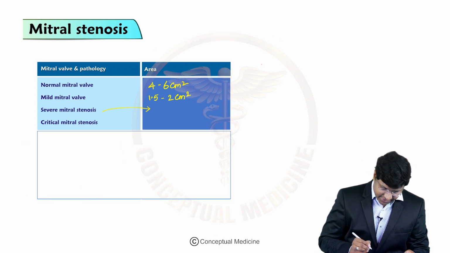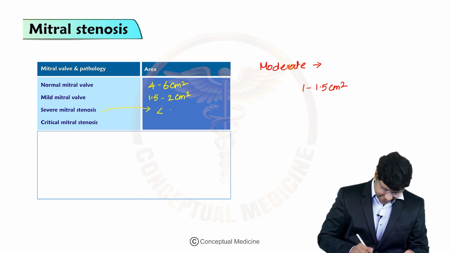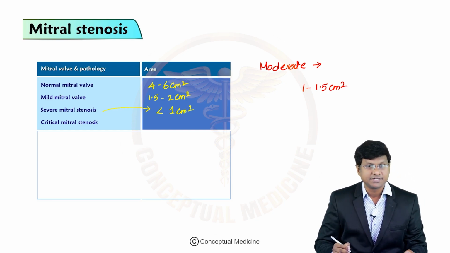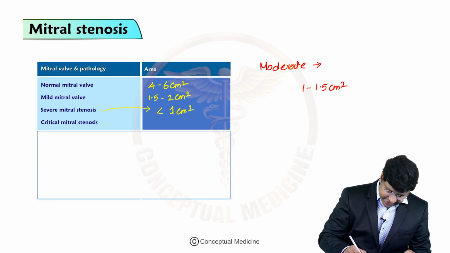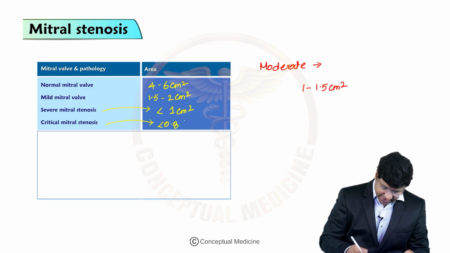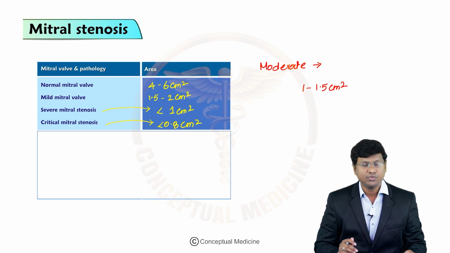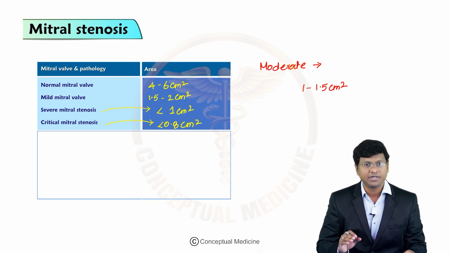After mild, we have moderate mitral stenosis, where the valve area is 1 to 1.5 centimeter square. Then, severe mitral stenosis is less than 1 centimeter square. Critical mitral stenosis is less than 0.8 centimeter square. So this is how we assess the severity of mitral stenosis depending upon the valve area.